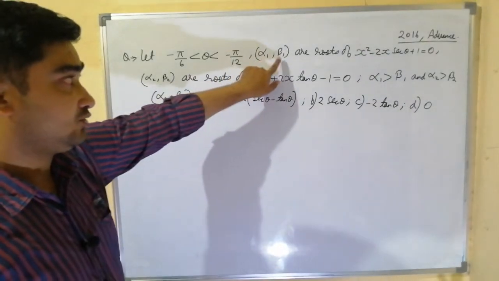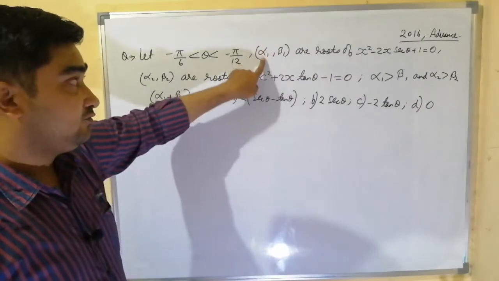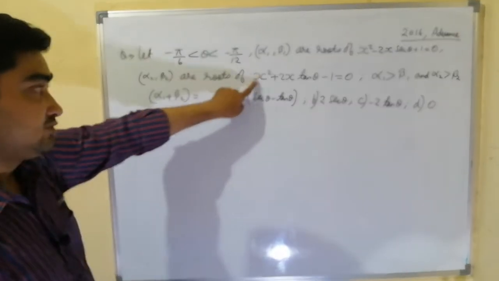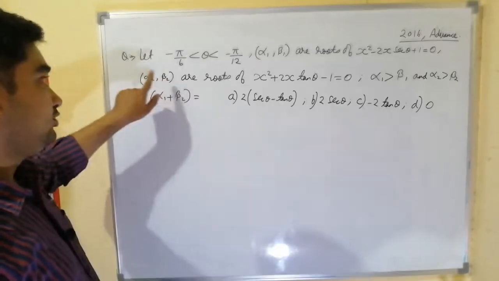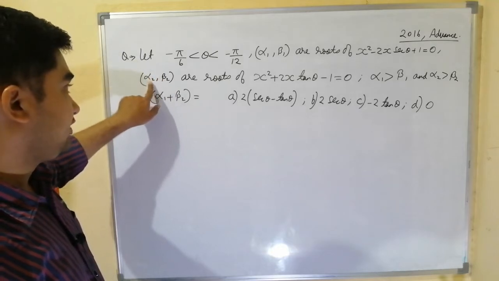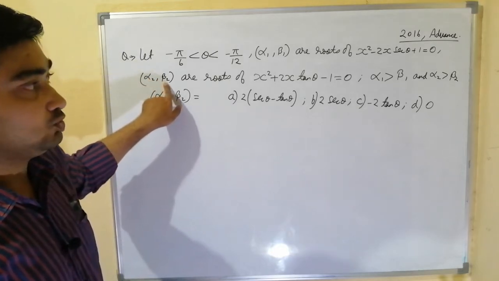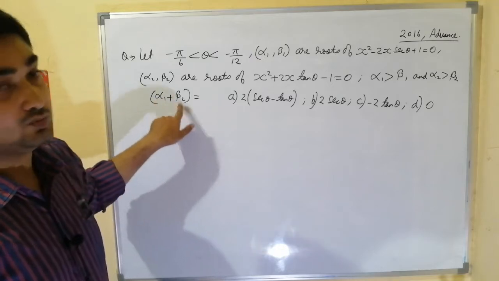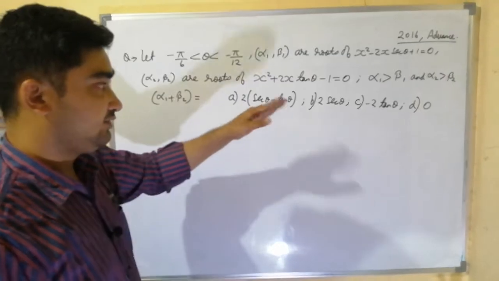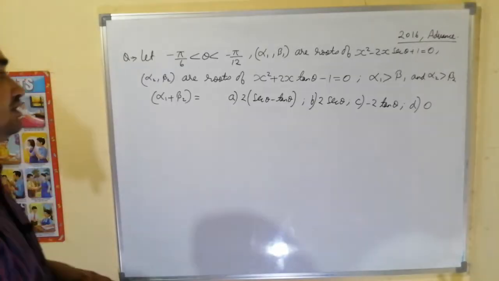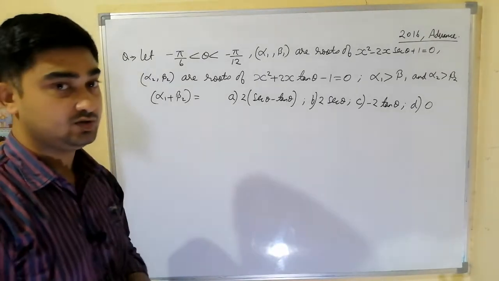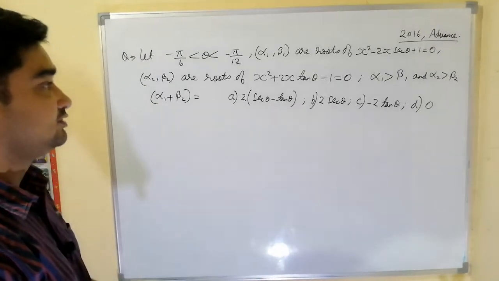That is, there are two roots of that equation. The bigger one is alpha 1, the smaller one is beta 1. Similarly, for this quadratic equation there are two roots, alpha 2 and beta 2. The bigger one is alpha 2 and the smaller one is beta 2. Then we have to find the value of alpha 1 plus beta 2. Four options are given and we have to find which one is correct. It is a single correct choice type problem, so we will have only one answer.